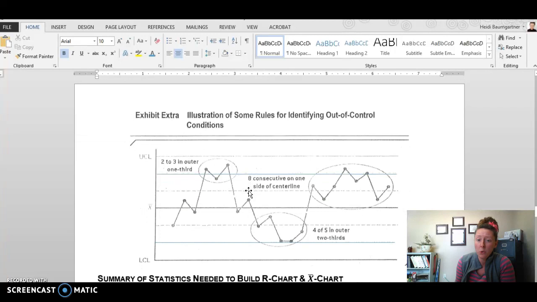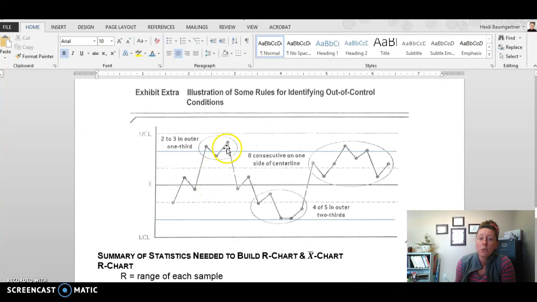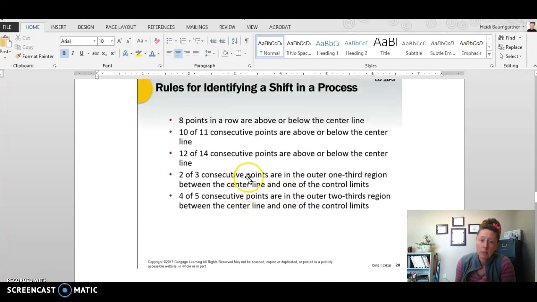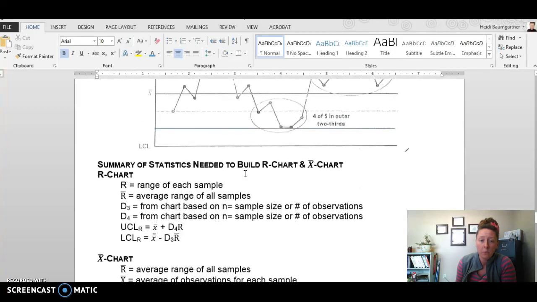So it would be good, if this is in the production line, to go back to those time periods where those samples are taken from in order to see if something needs to be addressed. Well, actually, something does need to be addressed because these are out of control. So those are general rules for identifying when something is going out of control.